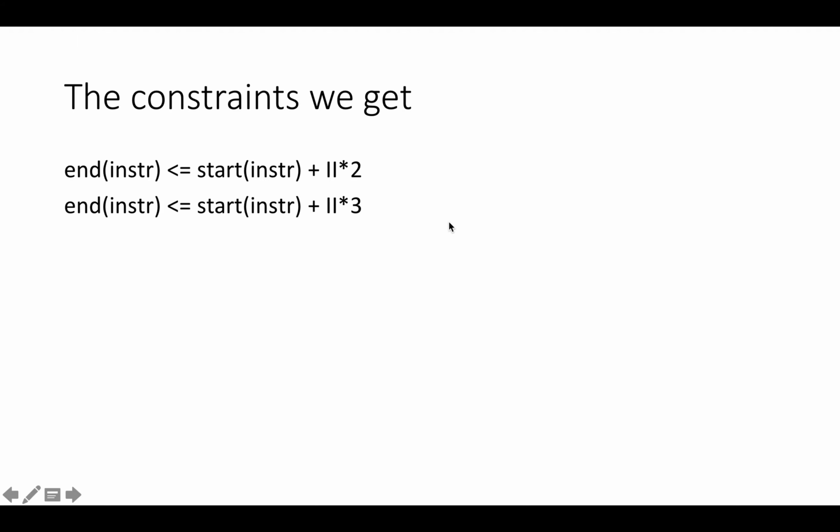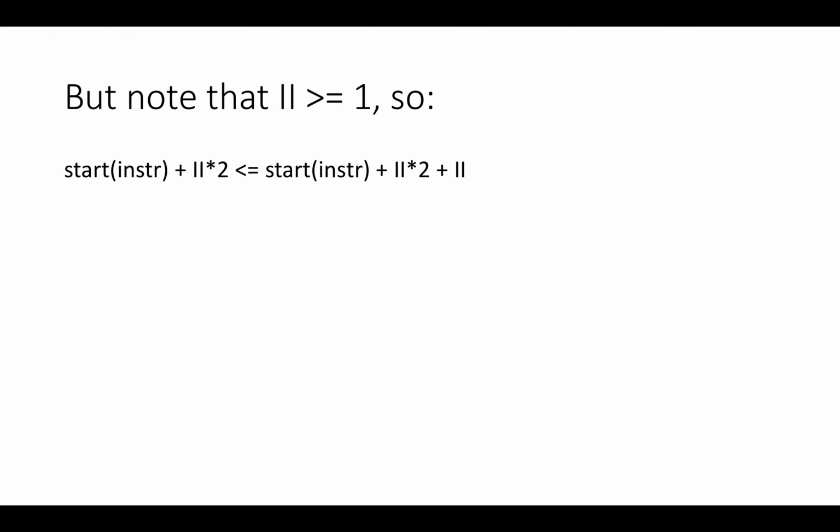So what's wrong with this system of constraints that we generated from our brute force algorithm? What's wrong with it is that it's inefficient. If you remember, the initiation interval is a positive number. It's always greater than or equal to 1.